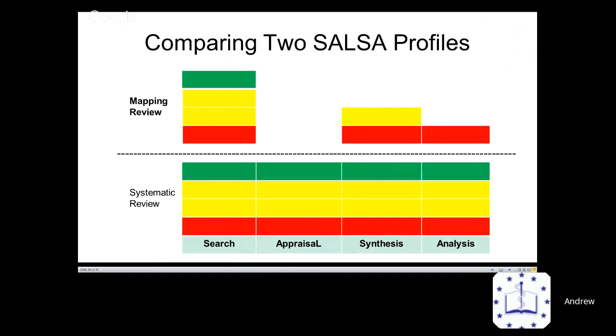Here you can see the 4 elements. In the top part of the picture, for a mapping review, searching is very extensive, appraisal is often non-existent, synthesis is moderate, analysis is fairly superficial. For a systematic review, that's our benchmark of intensive searching, intensive appraisal, intensive synthesis, intensive analysis.